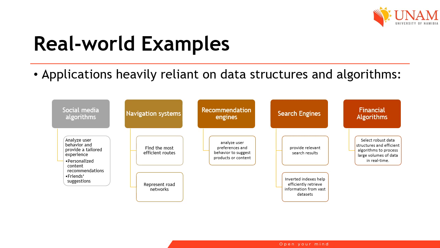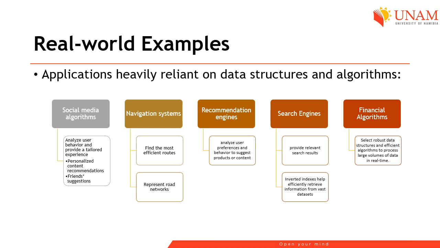The first example is that of social media algorithms, where these algorithms are used in your favorite social media platforms to provide personalized content recommendations. So for example, friend suggestions, and they also use sophisticated data structures to analyze the user behavior as well as to provide a tailored user experience.